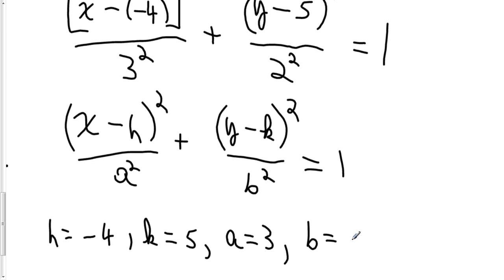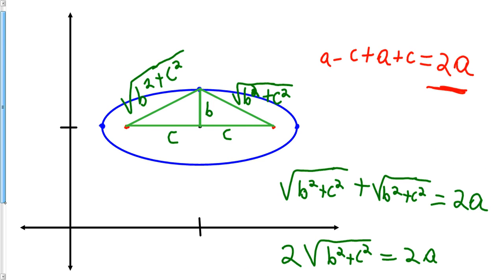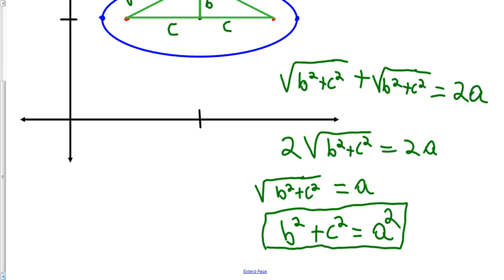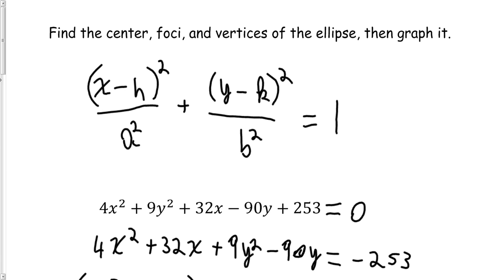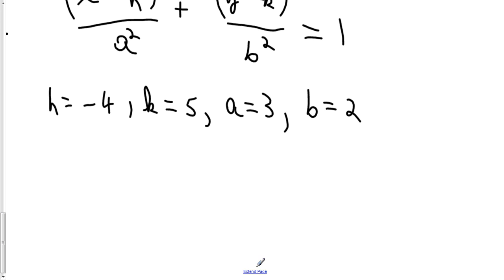B is 2. And the only other thing we need to find is c, so we know where the foci are. Well, from this it says that b squared plus c squared is equal to a squared. And I know a and b, so what I'm being told is b squared, which is 2 squared, plus c squared is equal to a squared, is what we found out.